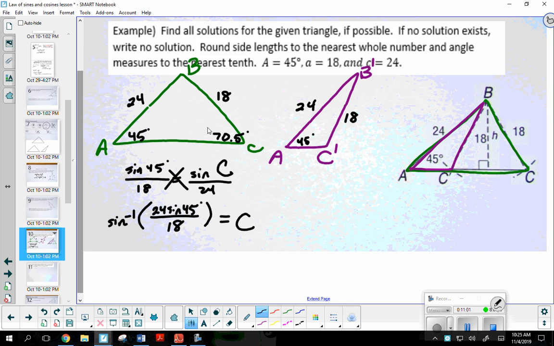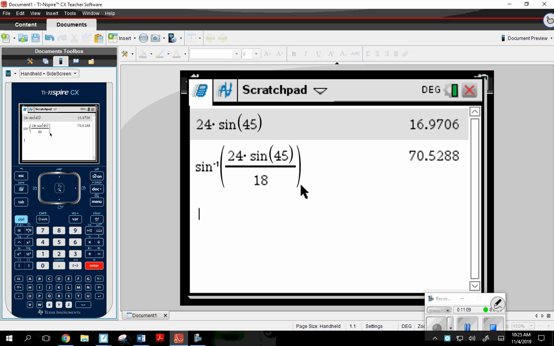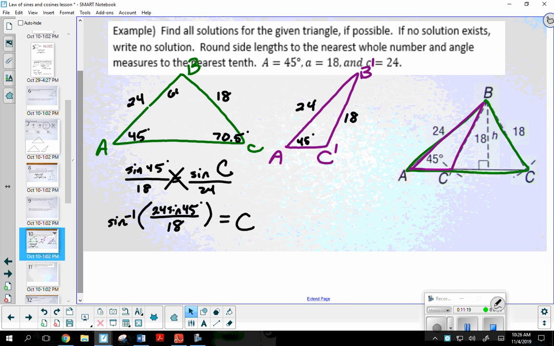I don't have to use either law to figure out angle B. I can just what? Just subtract from 180. We already have two of the three angles. So I'm going to go ahead and take the 180 minus the 45 we already had, minus the 70.5 that we just found. So let's say 64.5. And see, right there, with one calculation, we're almost already done with the first triangle. Is anybody not sure with anything I found? Any questions?